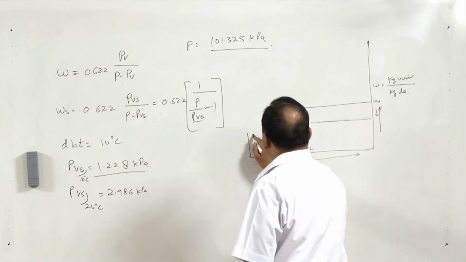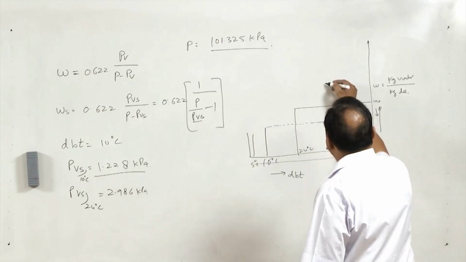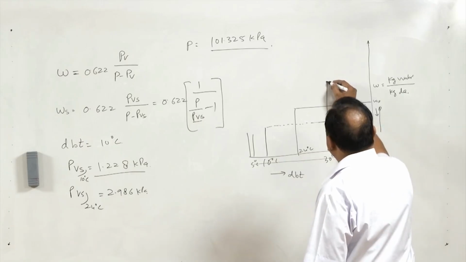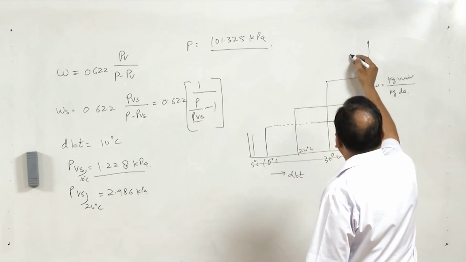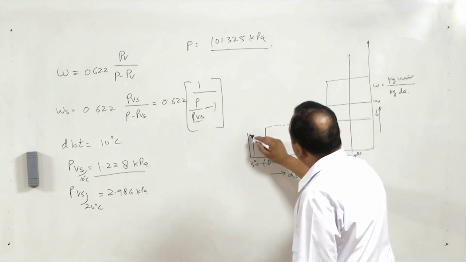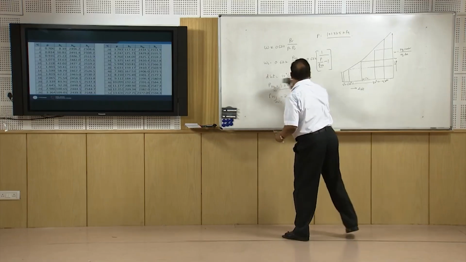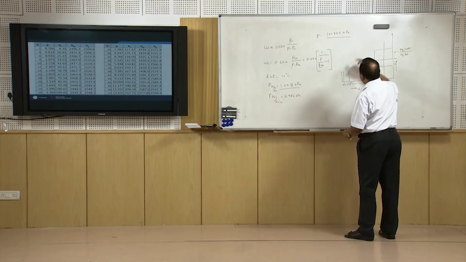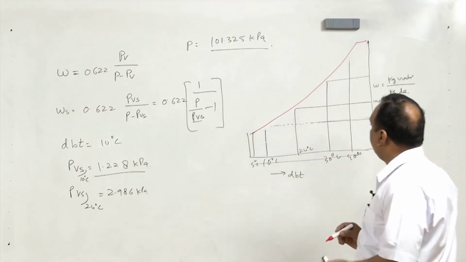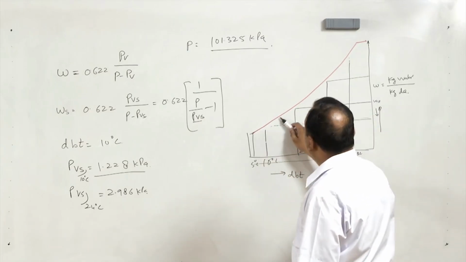Further, we can go for 5 degrees centigrade as well. If I increase the temperature, let us say 30 degrees centigrade, the specific humidity will increase. Let us say 40 degrees centigrade, it will further increase, and we will get a line. This line, which is shown here, is a saturation line.